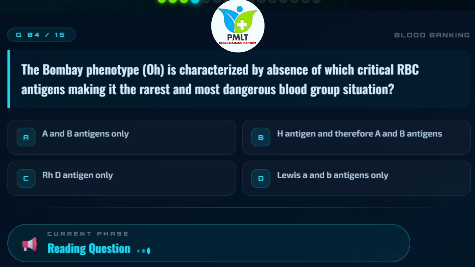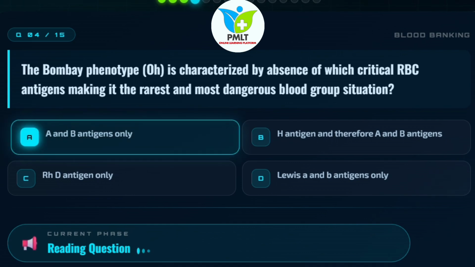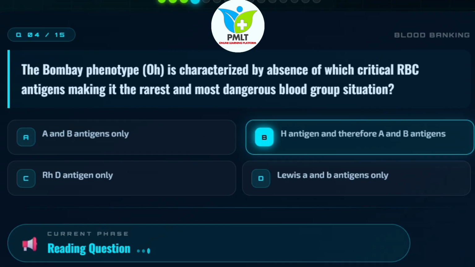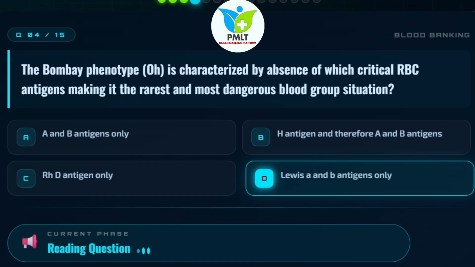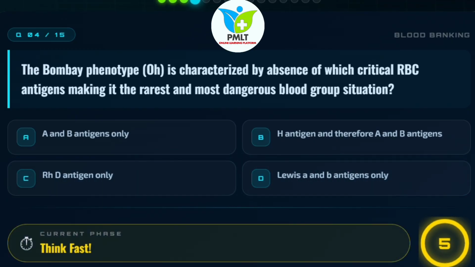The Bombay phenotype, O, is characterized by absence of which critical RBC antigens, making it the rarest and most dangerous blood group situation? A. A and B antigens only. B. H antigen and therefore A and B antigens. C. RhD antigen only. D. Lewis A and B antigens only. Timer starting.